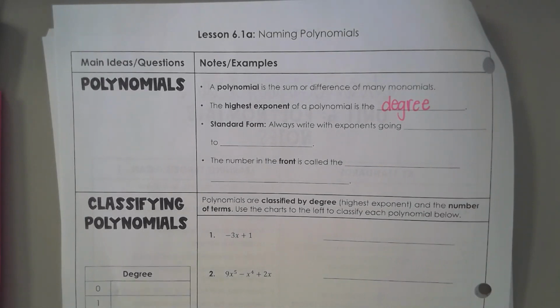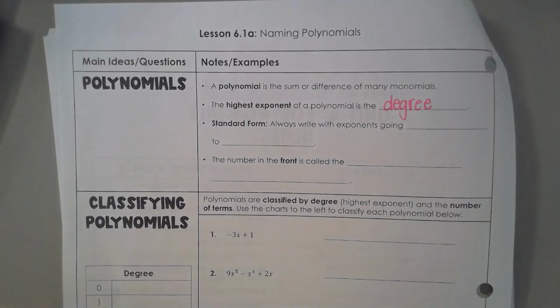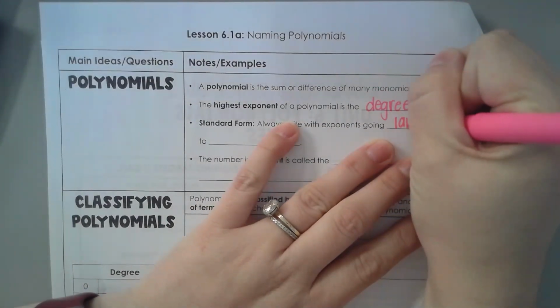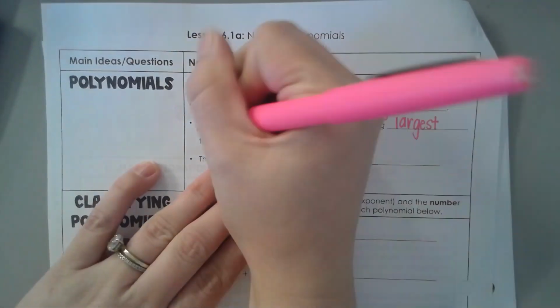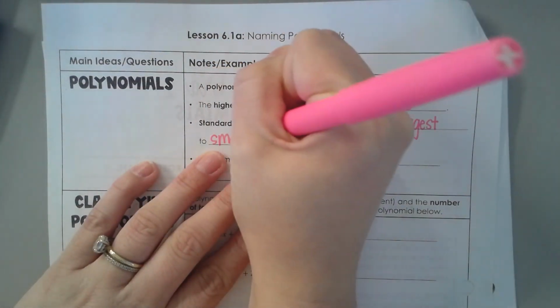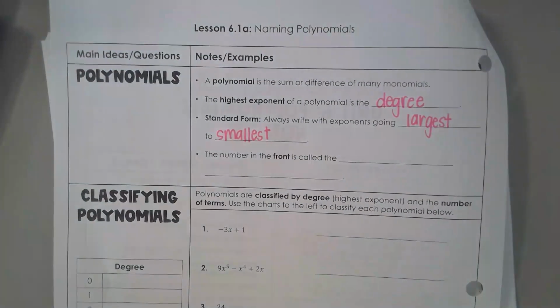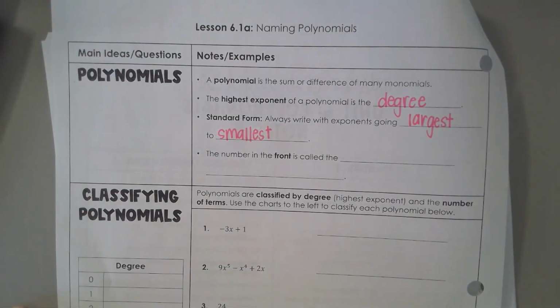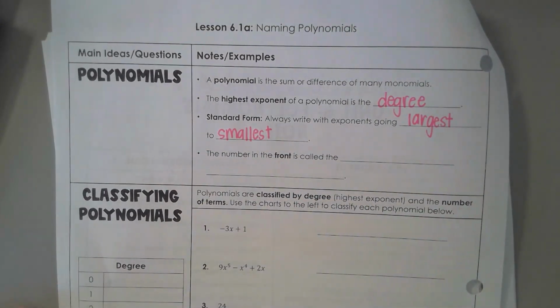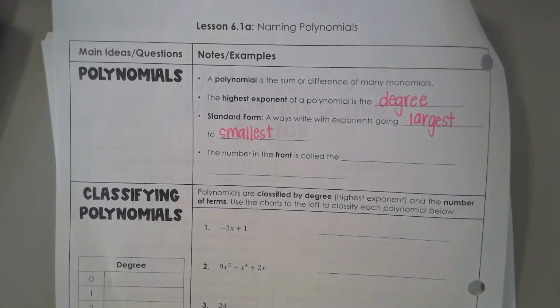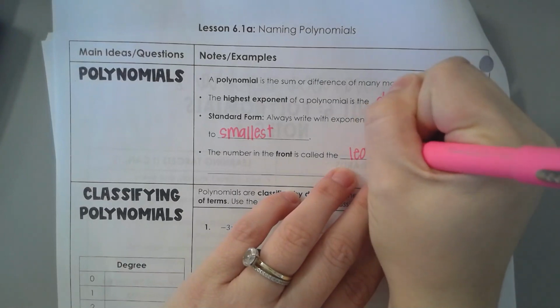And it's important that we always write in standard form, which means we write it with the exponents going largest to smallest. Now, assuming that it is in standard form with the highest exponent first, the number in the very, very front, that is what we call the leading coefficient.